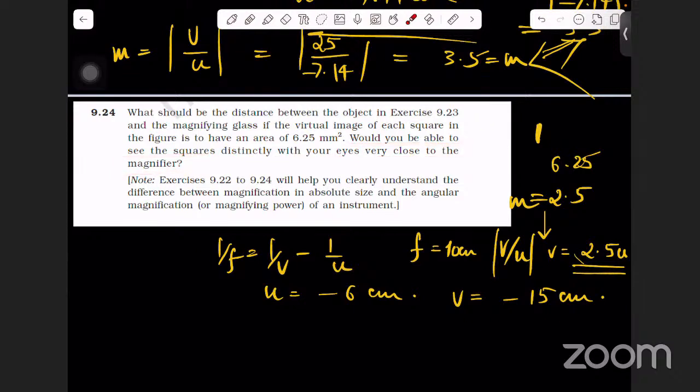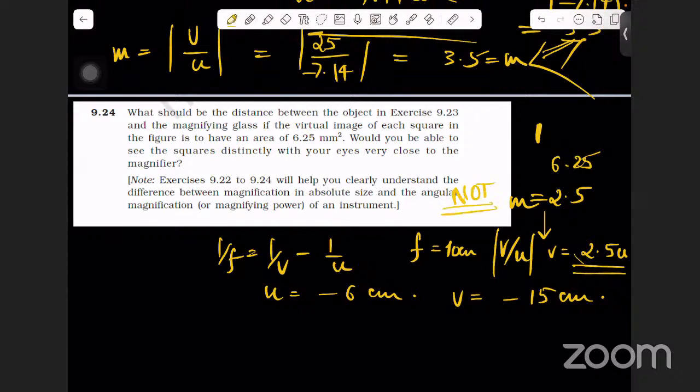If the object is placed very close to the magnifier, the image will be a virtual image, right? And a virtual image cannot be seen by the eyes distinctly because it's formed at a distance of minus 15 centimeters, which is less than the near point. Near point is 25 centimeters, but the image is formed at 15 centimeters. So the eye will be strained.